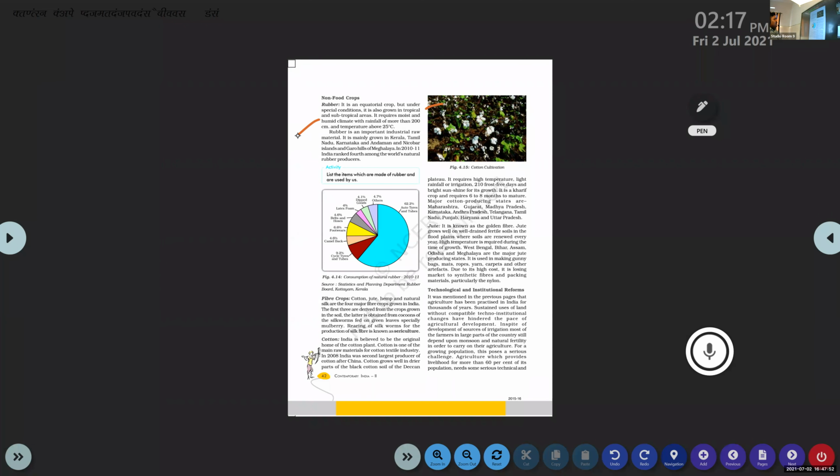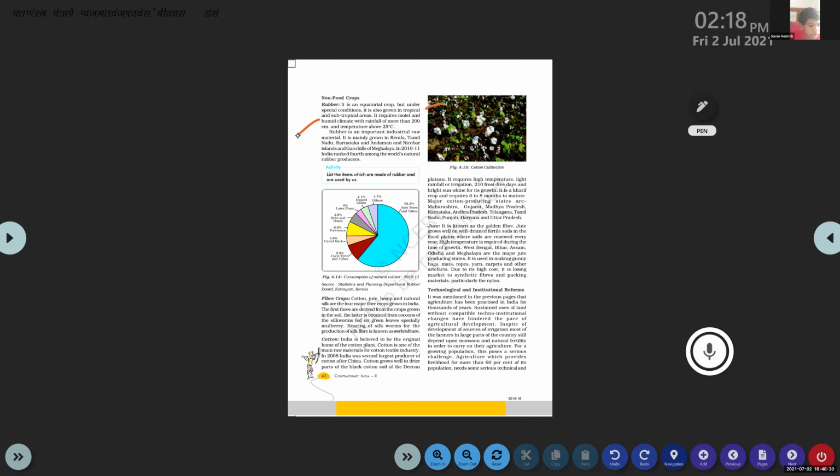It requires moist and humid climate with a rainfall of more than 200 centimeters and a temperature above 25 degrees Celsius. Rubber is an important industrial raw material. It is mainly grown in Kerala, Tamil Nadu, Karnataka, and Andaman and Nicobar Islands and the Garo Hills of Meghalaya. In 2010-11, India ranked fourth among the world's natural rubber producers. Is that statement correct? Check that.